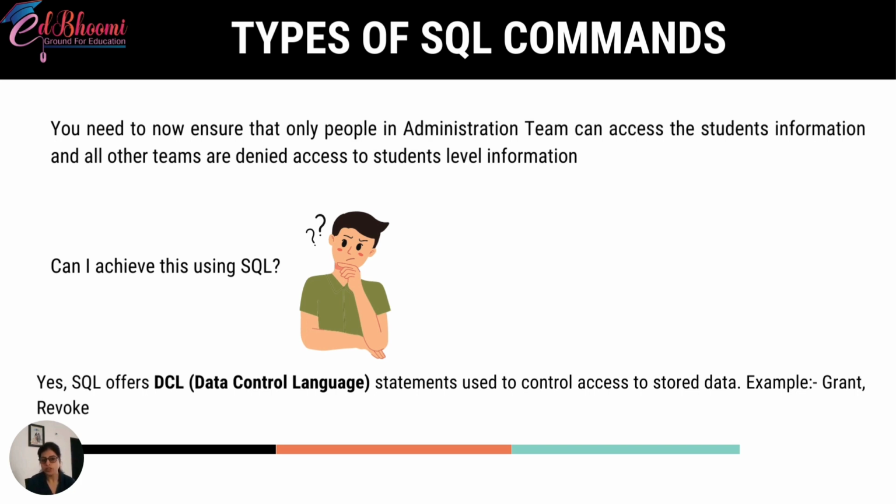You need to now ensure that only people in the administration team can access the students' information and all other teams are denied access to student-level information. This means the communication address and other information which was already there in the table. Now you need to restrict that table so that only these few people have access to that particular information and not everyone in the admin department. So is this type of thing possible through SQL?